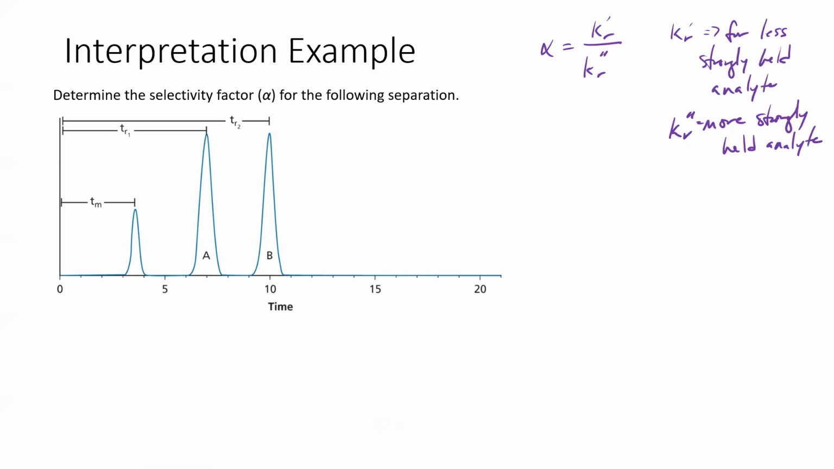Wait a minute. That can't be right. Alpha is always greater than 1. Yeah, alpha should always be greater than 1. So I have my more and my less backwards. I apologize.